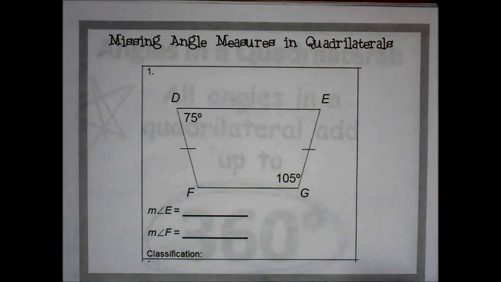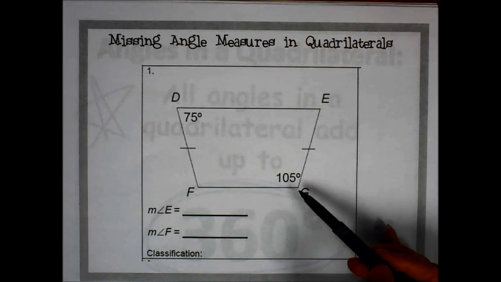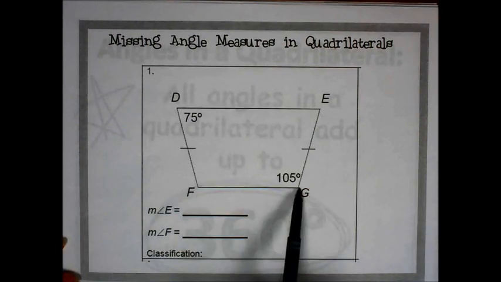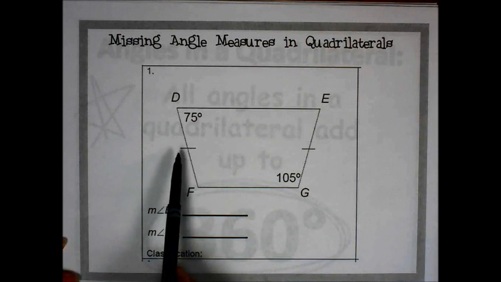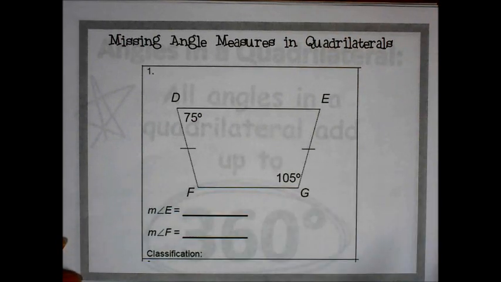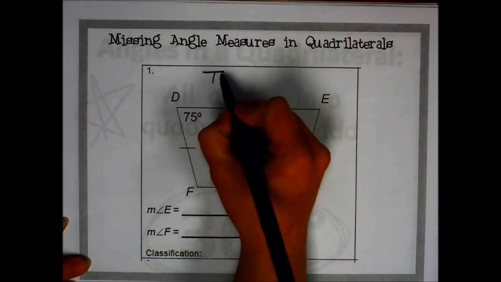Now let's look at your worksheet that says measuring angle measures in quadrilaterals. First, let's start by naming our quadrilateral. I know that it has 2 sides that are parallel. So my top and bottom are parallel, but the left and right are not. So since it has exactly 1 pair of parallel sides, it is a trapezoid.